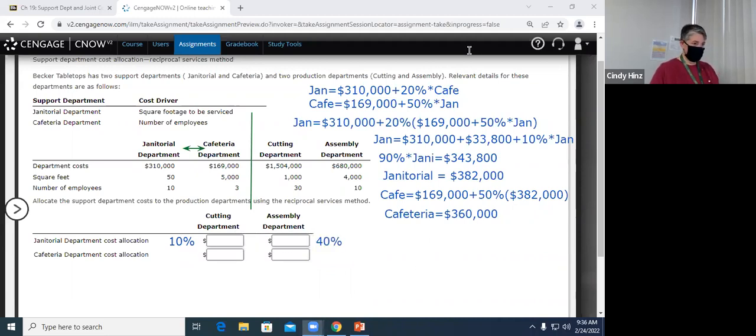So the total janitorial cost was $382,000. We're going to give 10% of that, or $38,200, to the cutting department. And we're going to give 40% of that, $382,000 times 40%, $152,800, to the assembly department. What happened to the rest of it? We allocated it to the cafeteria. And it will get allocated from the cafeteria to the two production departments.